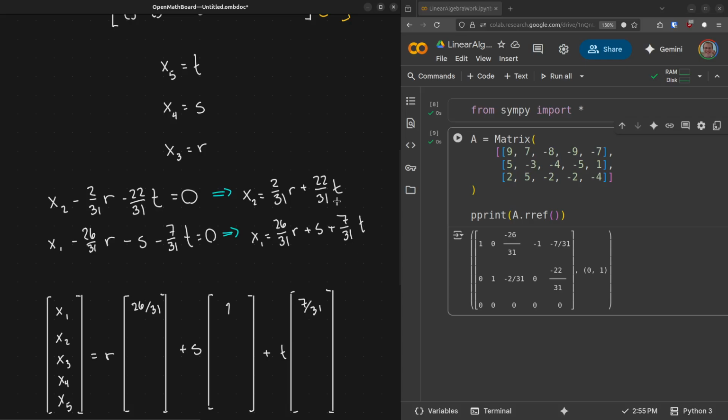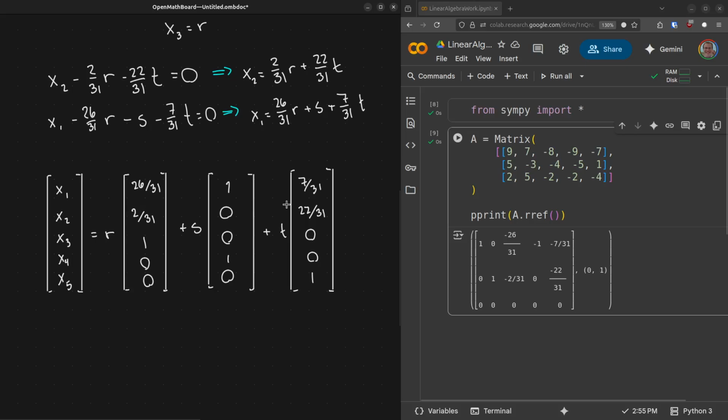For x2, x2 is 2 over 31 R. I don't have any S terms, so no S's. And then 22 over 31 T. For x3, x3 is just equal to R, so I just get 1R, no S's, no T's. x4 is just equal to S, so no R's, 1S, no T's. And x5 is just equal to T, so no R's, no S's, but 1T.